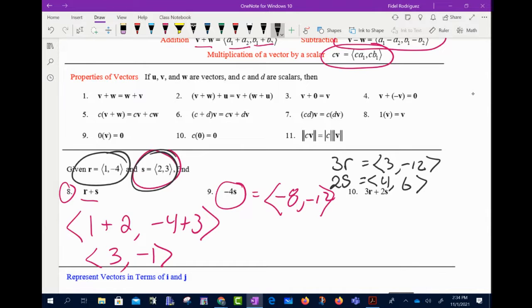And so now look what we're going to do with those two vectors. We're going to add them together. So 3r plus 2s, anybody know what that's going to give us? There you go. And you got it.